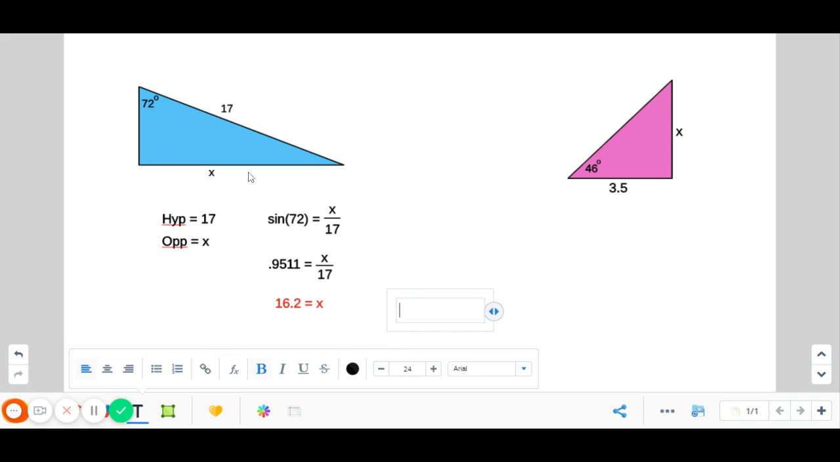And it's good to check to make sure that makes sense. Well, if the hypotenuse is 17, we know the hypotenuse has to be longer than the other side, so x has to be less than 17. But looking at the picture, it doesn't look like it's that much shorter, and it's pretty close. X, in this case, equals about 16.2.